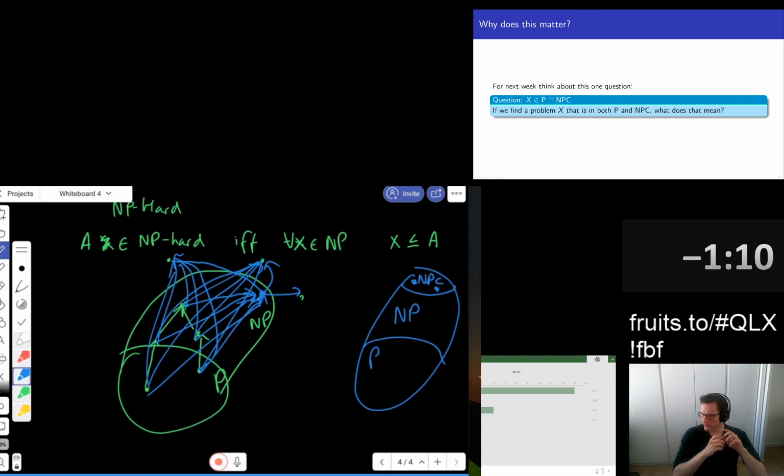Someone is asking, what is the difference between NP-hard and NP-complete? So NP-hard has the requirement that anything in NP is reducible to it. NP-complete puts an extra requirement on that, namely it needs the problem to also be in NP. So to be NP-complete, you need to be NP-hard, but also in NP, which is not a requirement for NP-hard.